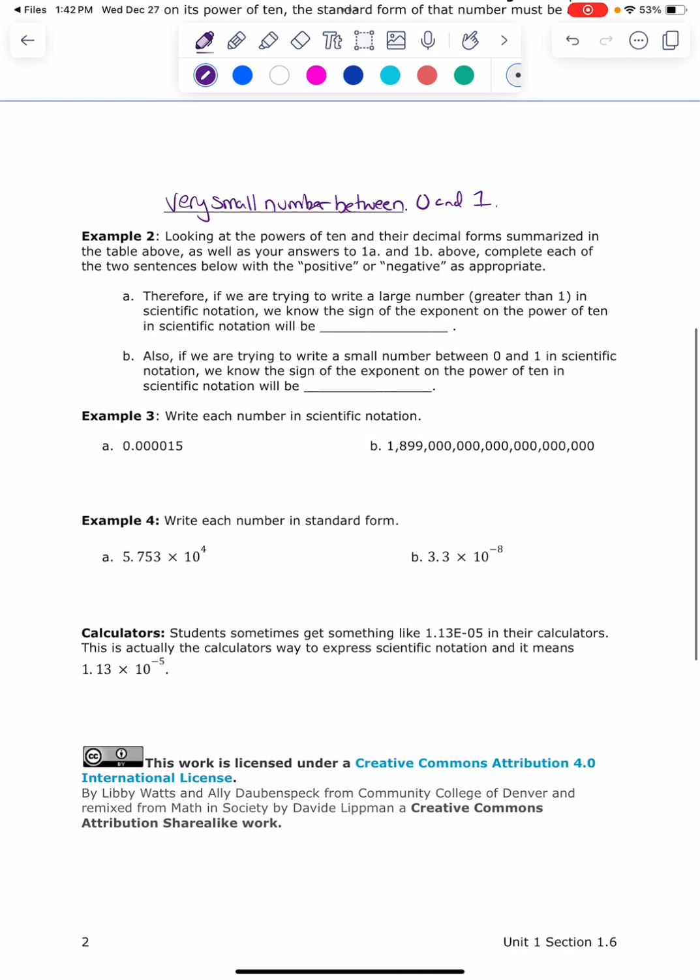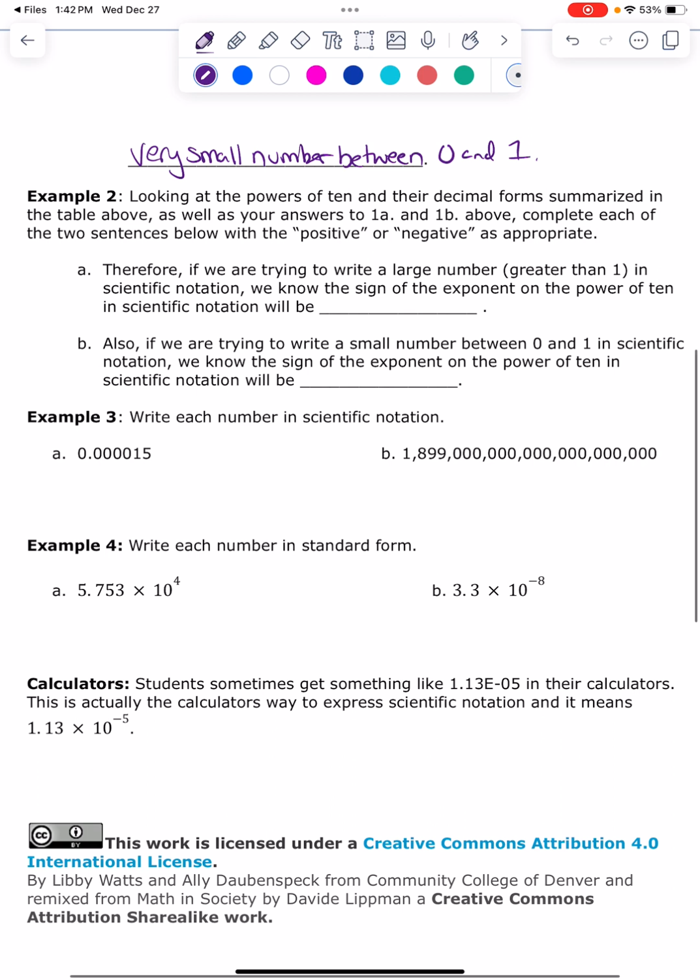Example 2: looking at the powers of 10 in their decimal forms summarized in the table above, as well as your answers to 1a and 1b above, complete each of the two sentences below with positive or negative as appropriate. Therefore, if we're trying to write a large number greater than 1 in scientific notation, the sign of the exponent on the power of 10 will be positive. So for large numbers greater than 1, your exponent's positive, and for small numbers between 0 and 1, the exponent is negative.